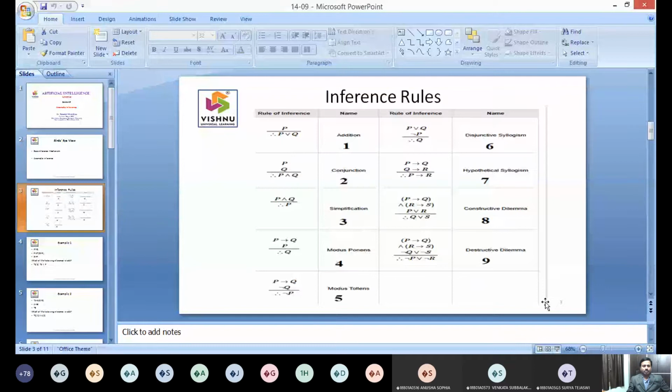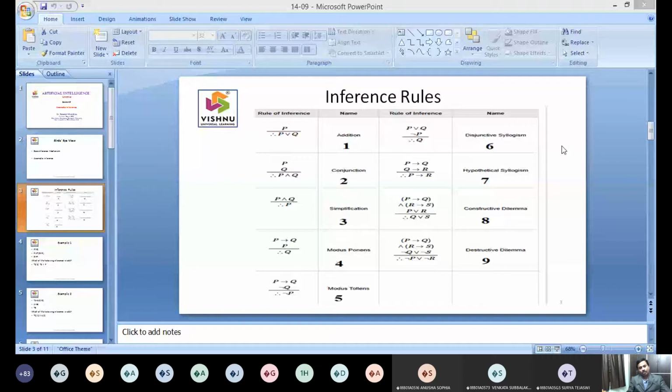These are the inference rules that we have studied and have been discussing for the last two classes. The natural deduction system allows all the symbols: NOT, AND, OR, implication, bi-implication, and so on. It will also allow all these particular rules to be satisfied. So you can apply any of these 9 rules or 7 rules to get the inference.